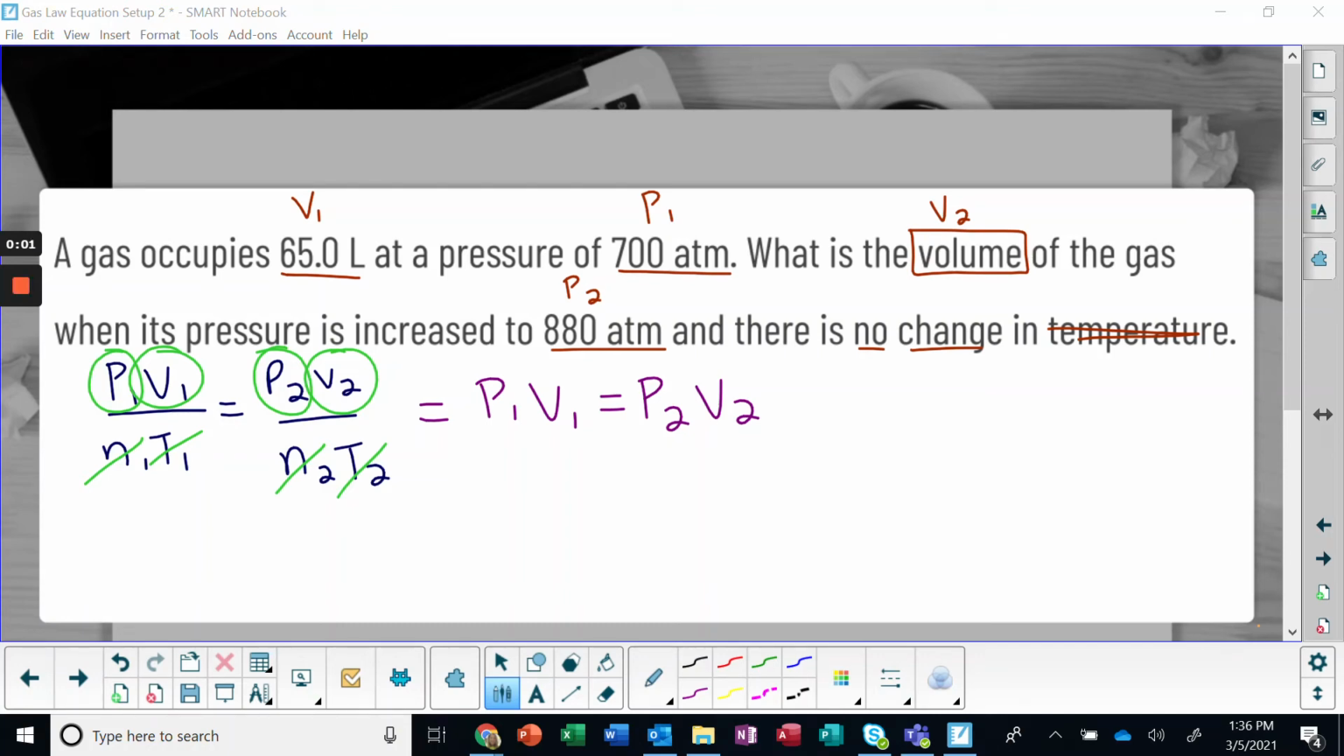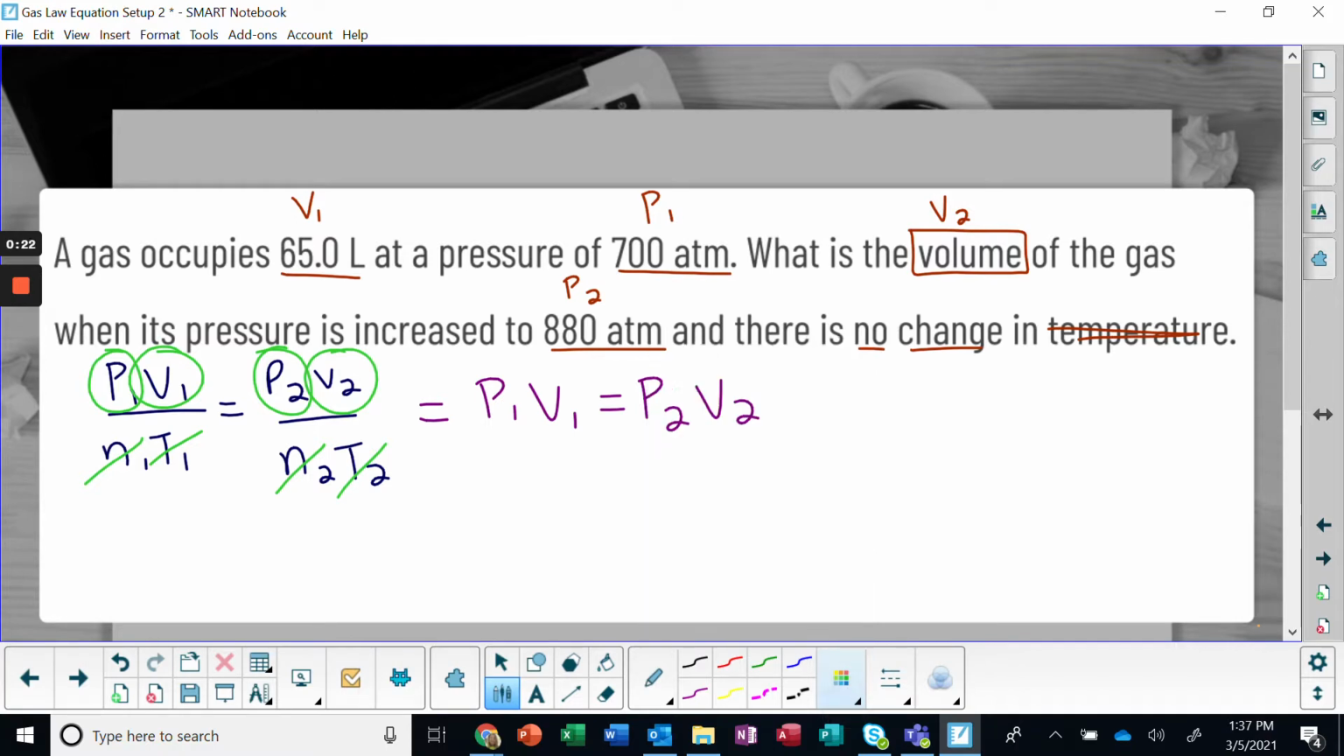Alright guys, so last class period we went through our gas law equations and setting up our gas law equations and identifying them, whether they were Charles's law, Boyle's law, Dalton's law, so on and so forth. Now we're going to take those exact same problems that we set up last class period and actually solve them. So this should be a pretty quick lesson.